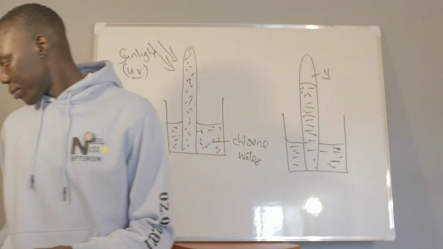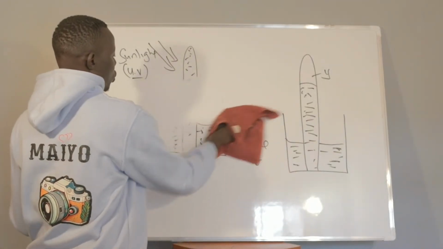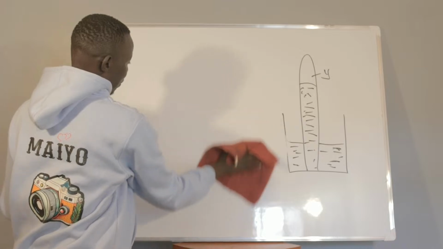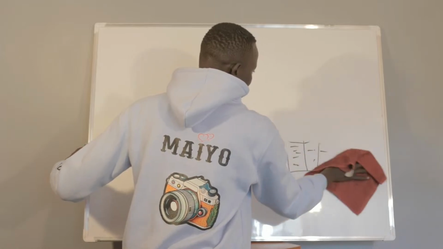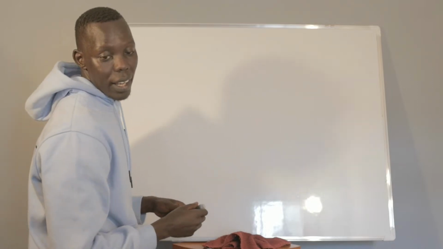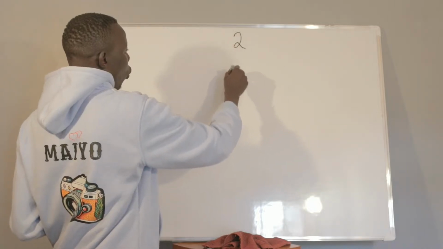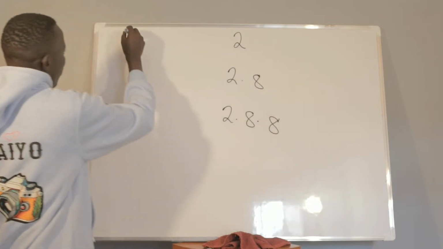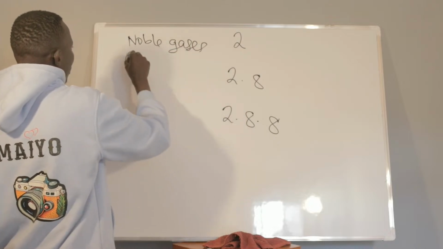Noble gases, group 8. These gases are referred to as the most unreactive because they are stable. They do not gain or lose electrons. And remember, for a substance to react, it must be losing or gaining electrons. Now, these ones, they do not gain or lose electrons. Iko na electron arrangement of 2, 8, and 2, 8, 8. They are known as the noble gases. Group 8.